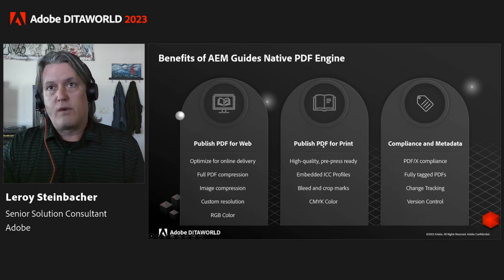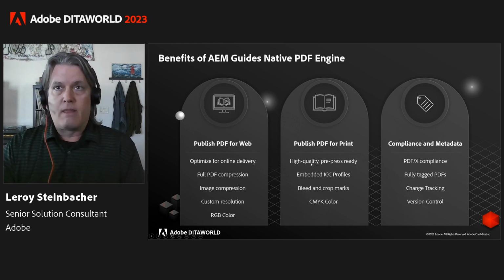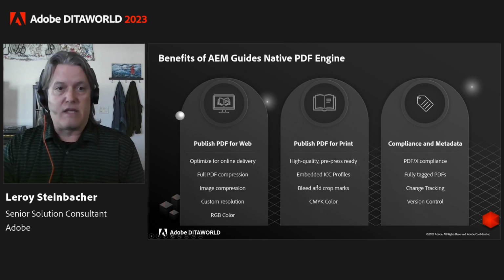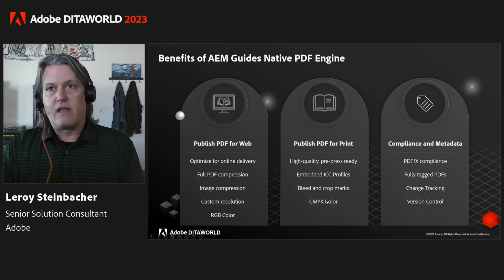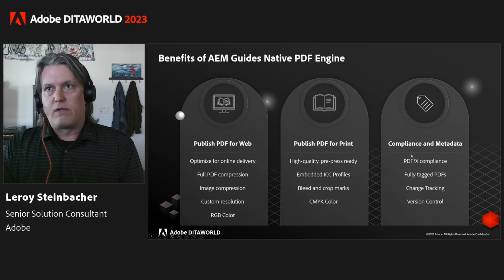But maybe you also have some publishing requirements where you do actually have to take that PDF and send it for print. Well, you can also set options which will optimize those PDFs by including high quality, pre-press ready content, embedding the ICC profiles, and then you have the option of including bleed and crop marks as needed, as well as CMYK color. So within the same tool, you have settings to handle multiple output requirements, whether it's for the web or for print.